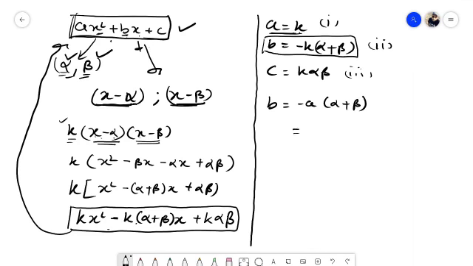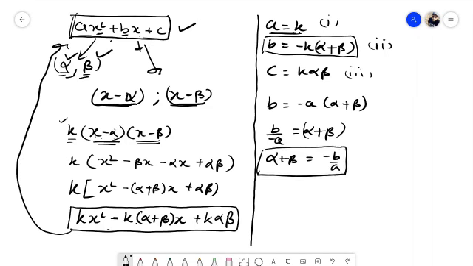Now I'm taking that minus a to that side, so it will become b upon minus a is equal to alpha plus beta, or you can simply write alpha plus beta is equal to minus b upon a. So what we have got here is alpha plus beta is equal to minus b upon a. Similarly, we are going to substitute the value of k from equation 1 in equation 3, right? So it will be c is equal to a times alpha into beta.